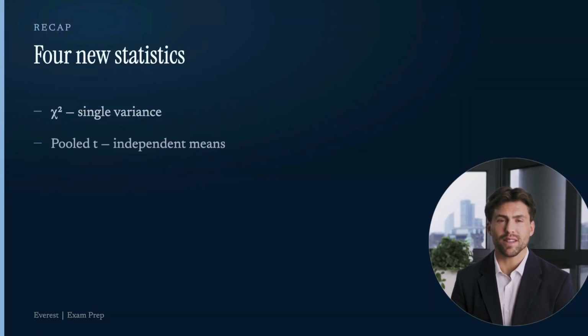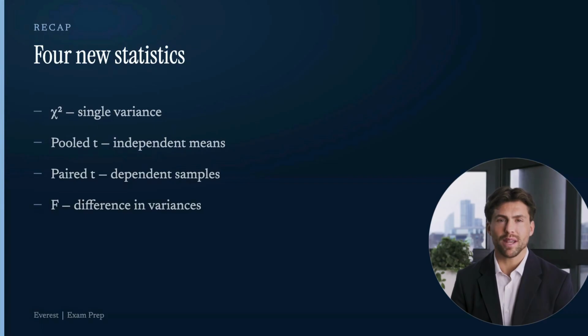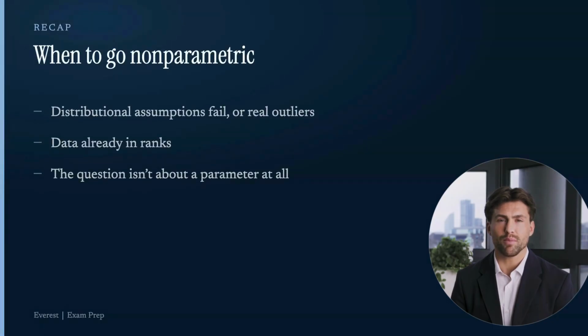Quick recap. Same 6 steps as always. 4 new statistics. Chi-square for a single variance, pooled t for independent means, paired t for dependent samples, F for comparing two variances directly. Reach for a non-parametric test when the data doesn't meet distributional assumptions, has real outliers, comes in ranks, or the question isn't about a parameter at all. That closes out hypothesis testing. Next, in quantitative methods, parametric and non-parametric tests of independence, correlation, and categorical data that doesn't fit into a mean or a variance at all.